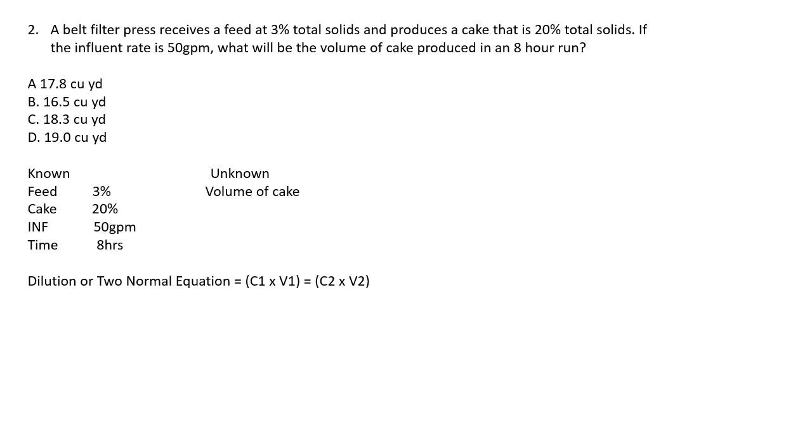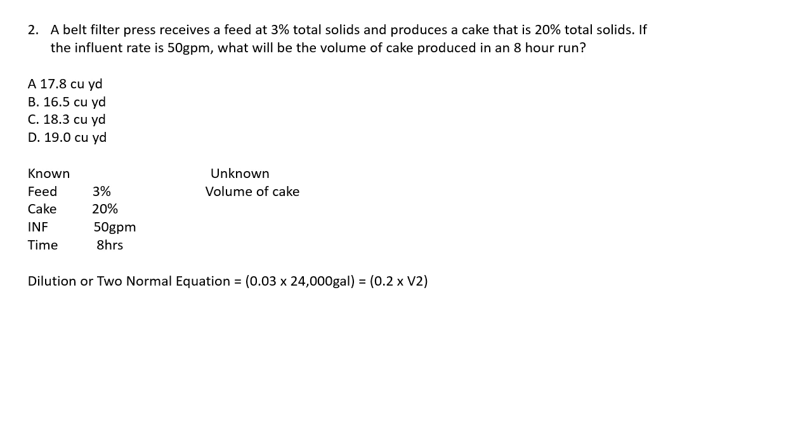First, let's get our 50 gallons per minute into 8 hours. So 50 gallons over 1 minute, times 60 minutes in an hour. The minutes cancel out, and we do 8 hours. So we get 24,000 gallons in 8 hours. We can plug that into what we have. So we had the feed of 0.03 times the flow of 24,000 gallons, and it's equal to the cake of 0.2 times the volume, and we need to find the volume of the cake.